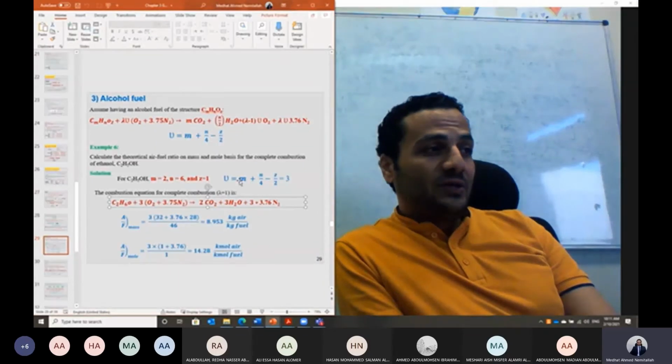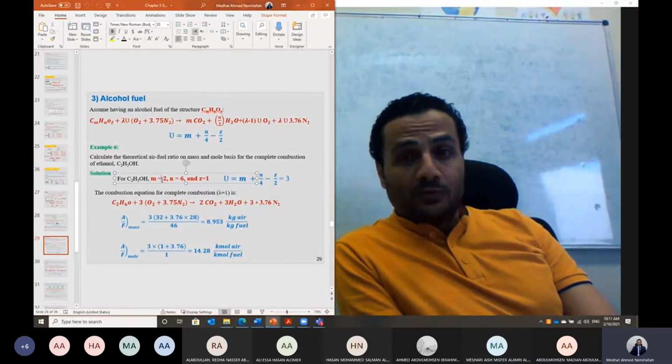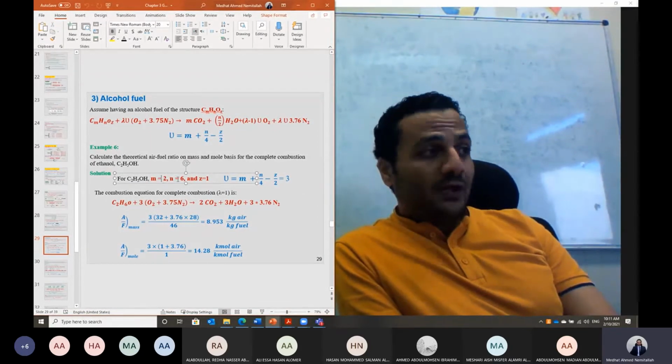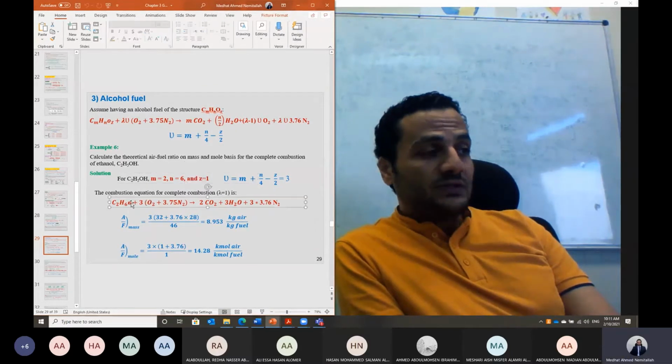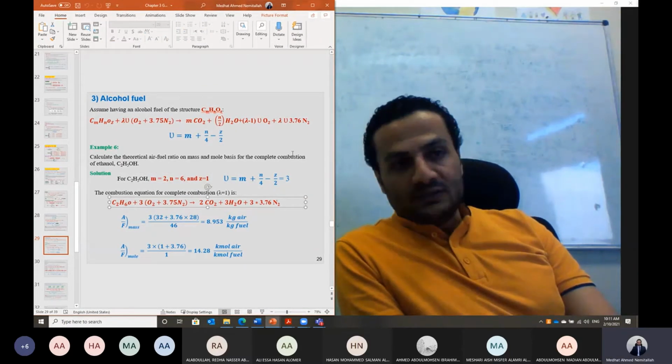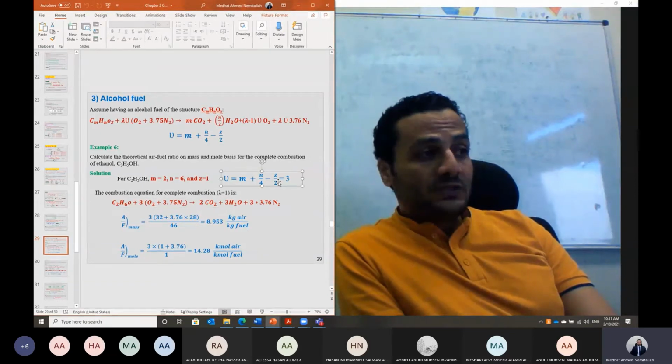C2H6O. M is equal to what, guys? M is equal to the number of carbon atoms, which is 2. The number of hydrogen atoms is 6, and the number of oxygen atoms in this case is 1. Gamma will equal m plus n over 4 minus z over 2. That should equal 3.